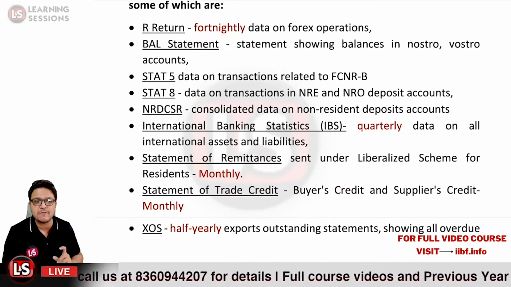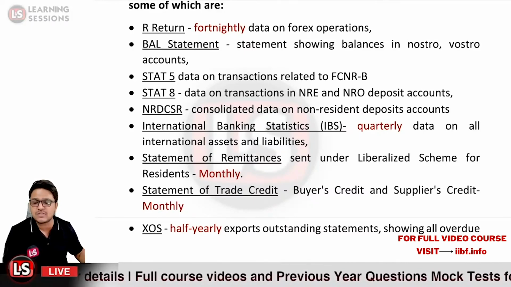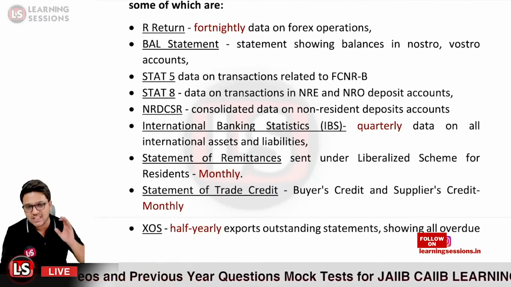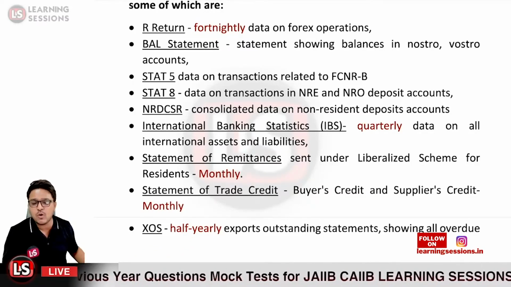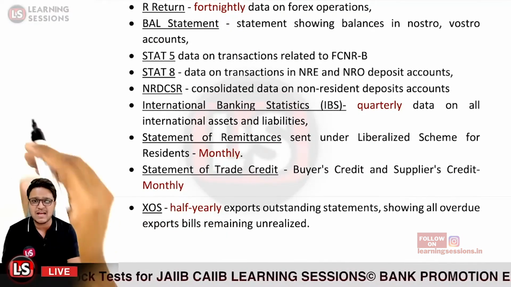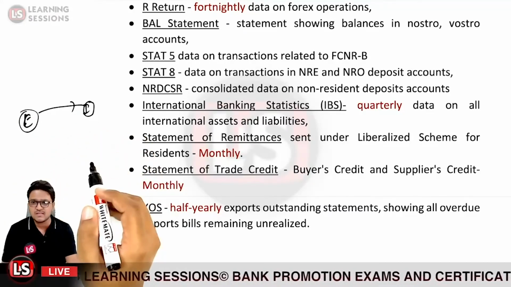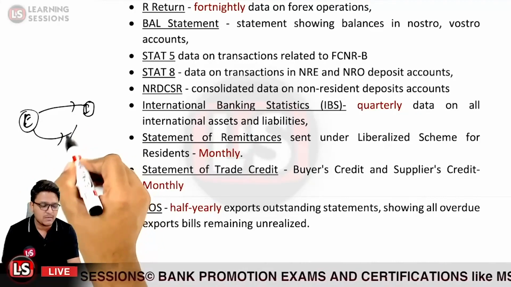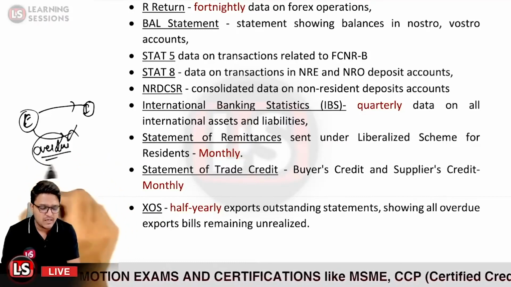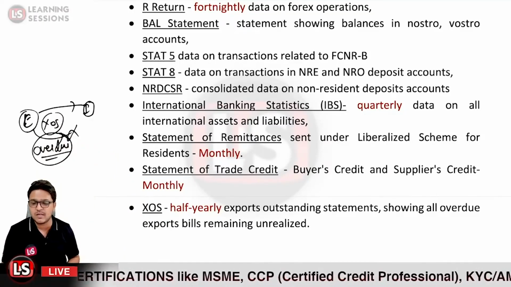The XOS statement is a half yearly statement, and it is related to the exports outstanding statements. X is for the exports and OS is for the outstanding balances. So the export outstanding statement shows all the overdue export bills which have remained unrealized. If the bills have been drawn by the exporters on importers in overseas countries, and when these were presented the payments were not made, they become overdue. So a statement is to be submitted to the Reserve Bank of India in the form of the XOS statement, which is a half yearly statement.